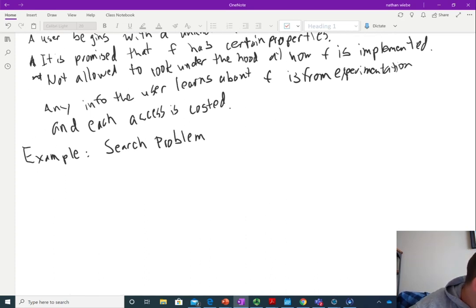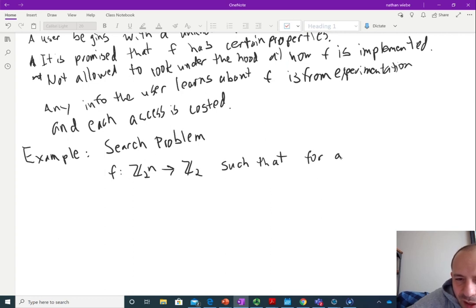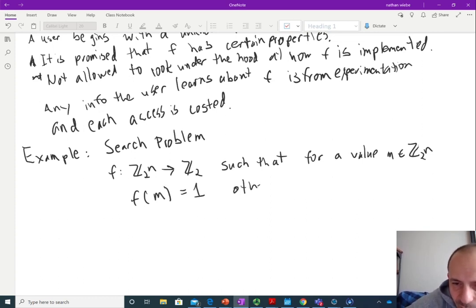Okay. In this problem, assume that we've got an oracle, or a black box function, that maps Z_2^n to Z_2, such that for a value m in Z_2^n, so some particular bit string, f(m) = 1, otherwise f(x ≠ m) = 0. So you can think about this as a generalization of a search problem, or a search problem that has no structure whatsoever to it. We just have this function that says, is this the thing that we're looking for?